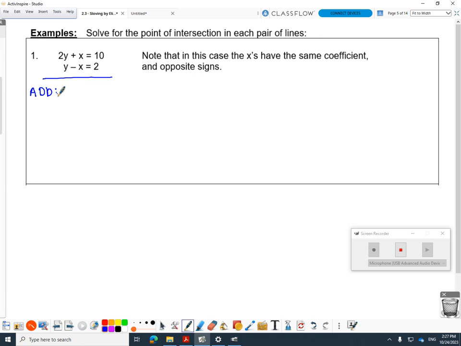Two yogurts plus another yogurt. 3 yogurts. Now, if you really want to understand elimination, here's where you get the understanding from elimination. X plus negative x. If I get a positive x and a negative x, those cancel out when I add them. What's 10 plus 2? 12. Divided by 3, and I got the y value. See? Some people really like elimination.